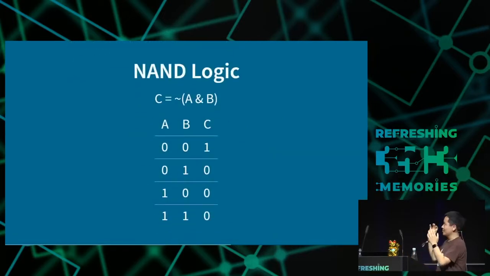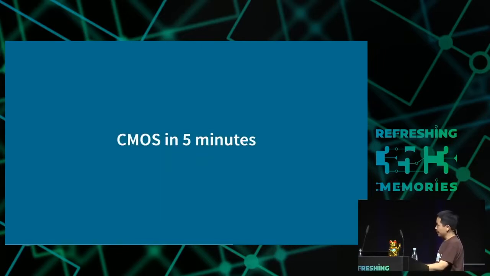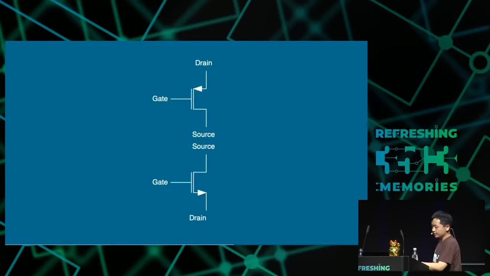So this is NAND, or not-and, and here's a truth table. We are going to implement this in modern transistor technology, or CMOS. It's a complementary transistor technology. What that means is there are two different types of transistors that implement the gate.